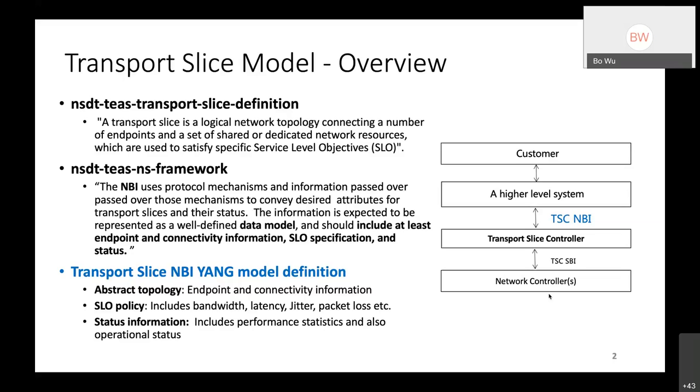We are thinking of several ways to define this. The definition has described the transport slice as an abstract topology, and they also have some SLO policy, which was just presented. The framework also mentions that this NBI model should not only support the configuration, such as endpoint information, but also the status of this transport slice. Next slide, please.